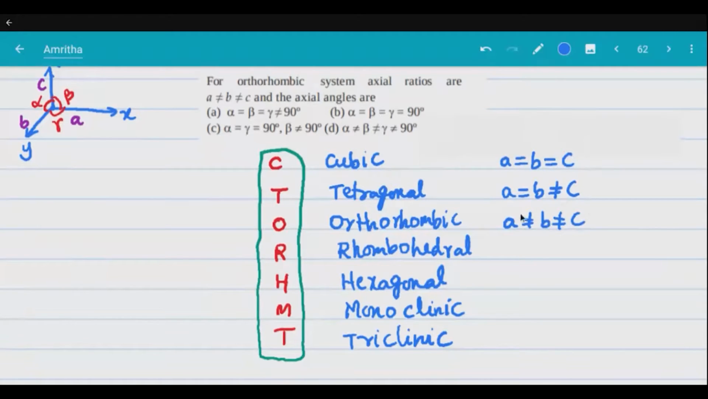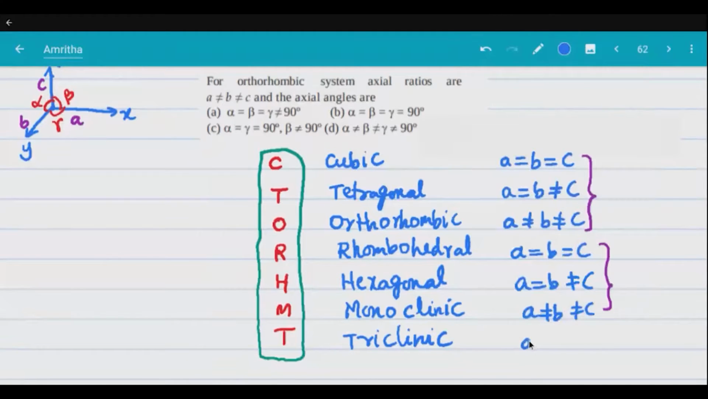Now you repeat these three again, like a triplet. The systematic way: a equal to b equal to c, a equal to b not equal to c, a not equal to b not equal to c. The triplet is done, so six crystal systems are covered. Next, triclinic is very simple: a not equal to b not equal to c. These are the relations between the lengths for the seven crystal systems. Isn't this simple?